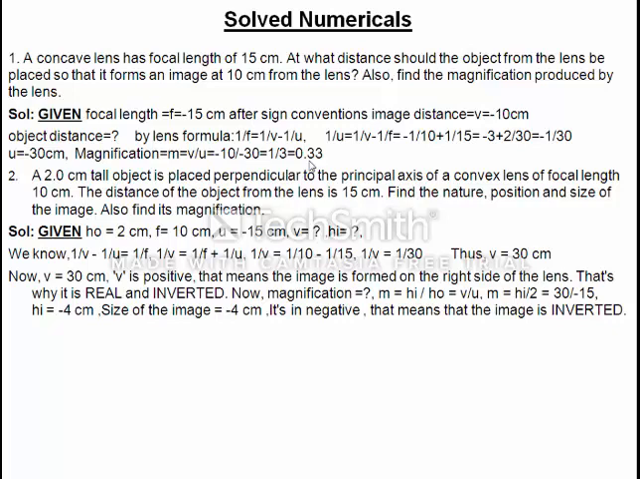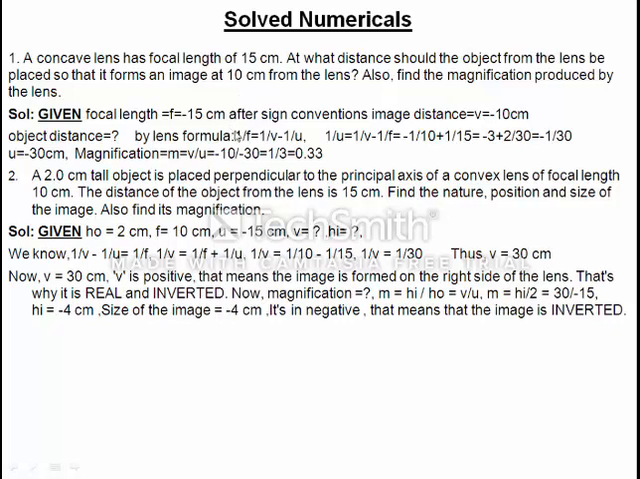It's positive, that is virtual and erect, and since it is less than 1, the image will be smaller than the object. Image will be smaller than the object. Okay. Now this was about what has sometimes been asked in the exam.